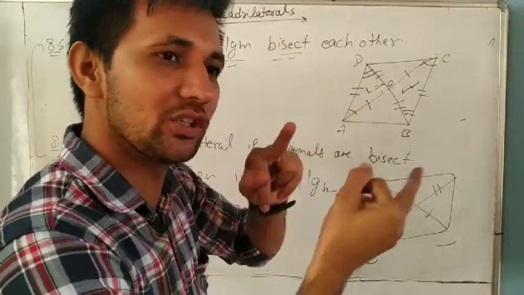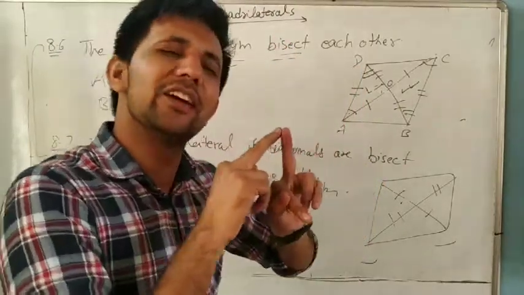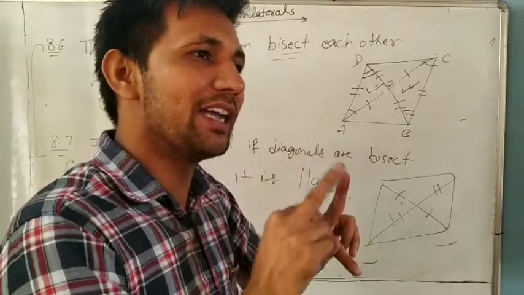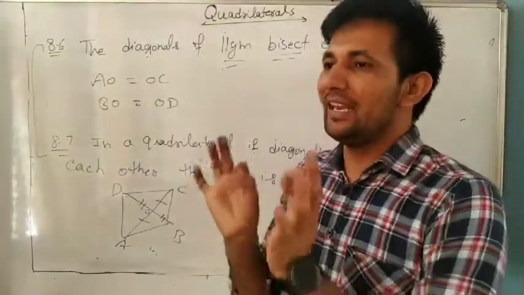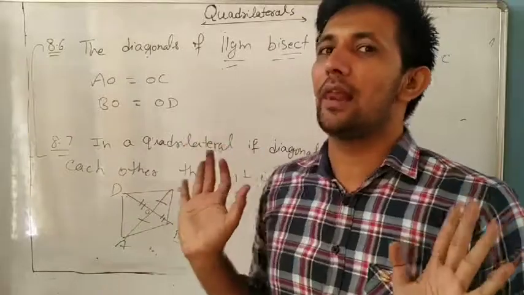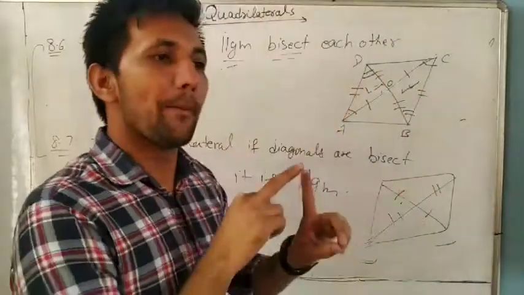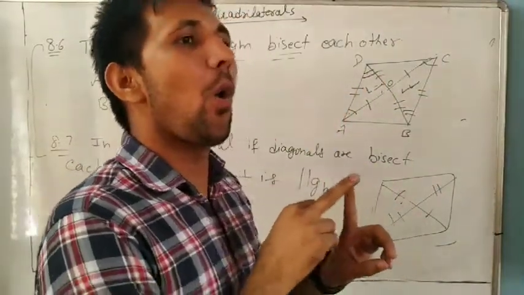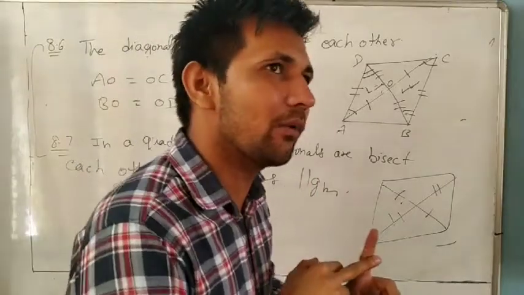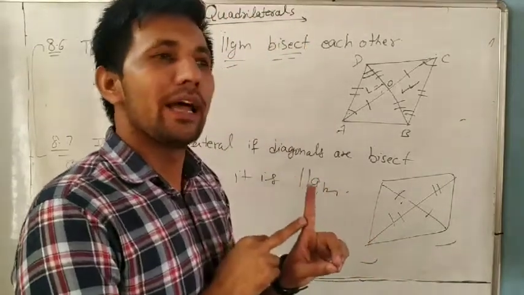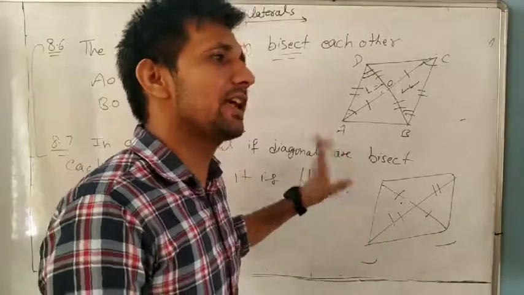And the opposite of these 3: if in any quadrilateral either opposite sides are equal, or opposite angles are equal, or diagonals bisect each other, then it is a parallelogram.